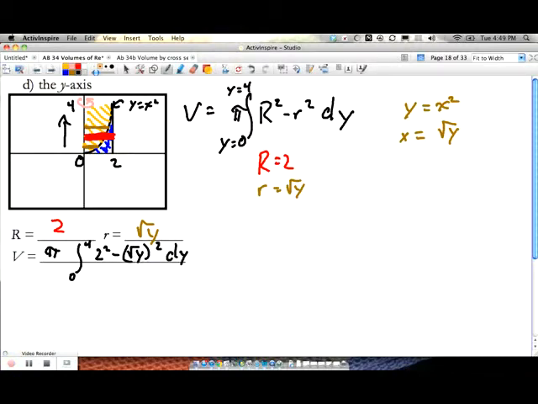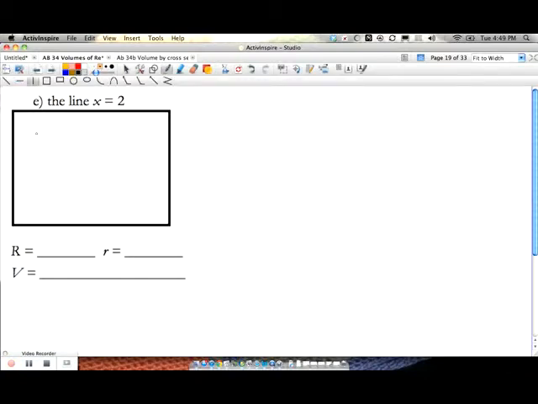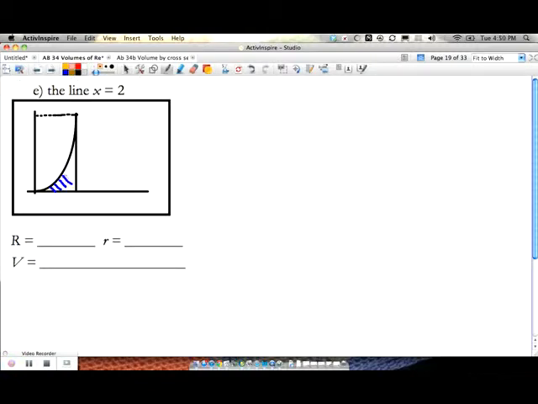A couple more and we're done with this. The line x equals 2. Okay, so let's see what we have here. We've still got a horizontal and vertical axis. We have our curve, and we know that we hit here at y equals 4, and this comes down at x equals 2. That's going to be interesting because now we're rotating around, and it almost seems like it'd be harder, but I think it's going to be easier. I'll let you know why in a second.